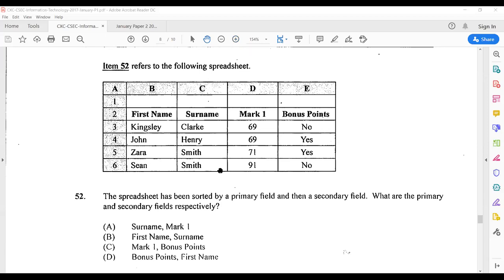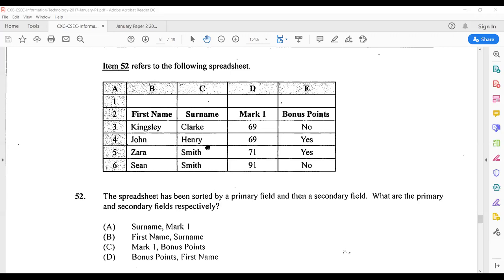Okay, so we have a table with some headings, with some fields. So first name, surname, mark one, bonus, and I have some data there, right? So they're saying the spreadsheet is sorted in some way. So we're going to look for a pattern, right? First name, is this sorted in any way? You have K, you have J, you have Z and S. So it doesn't look like it's sorted at all, right?